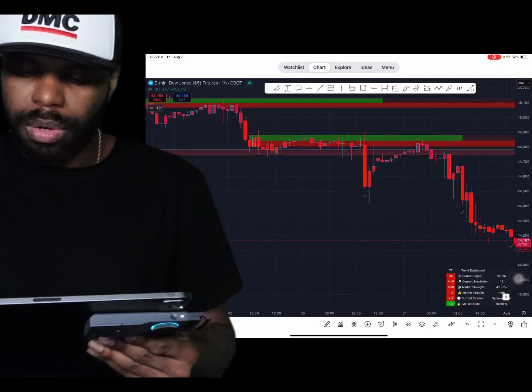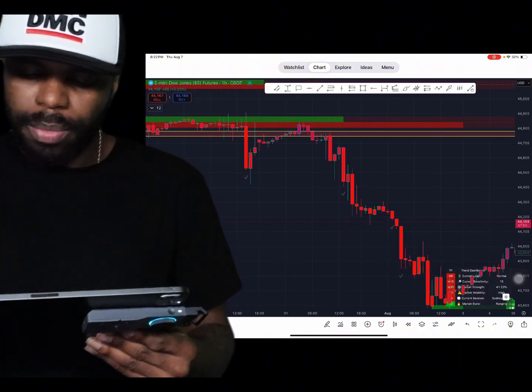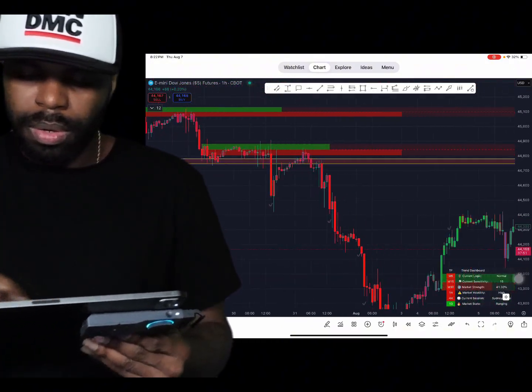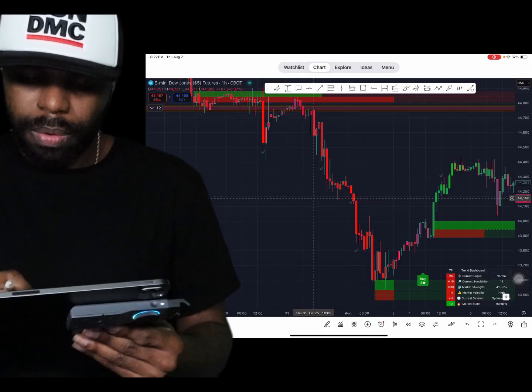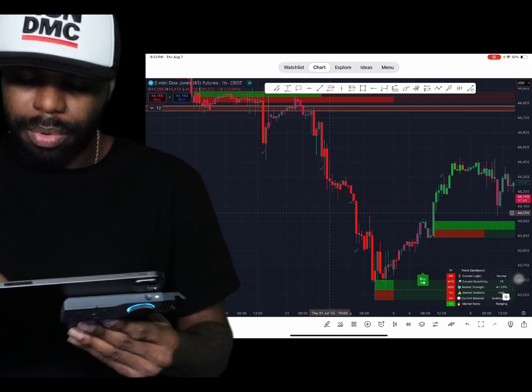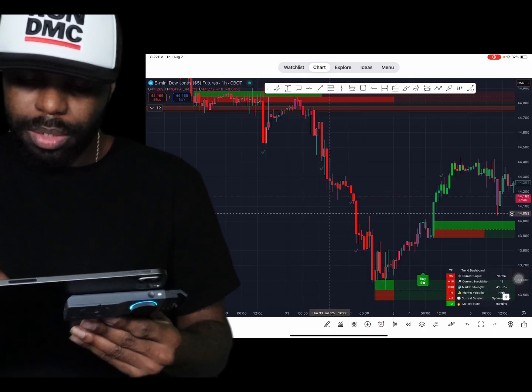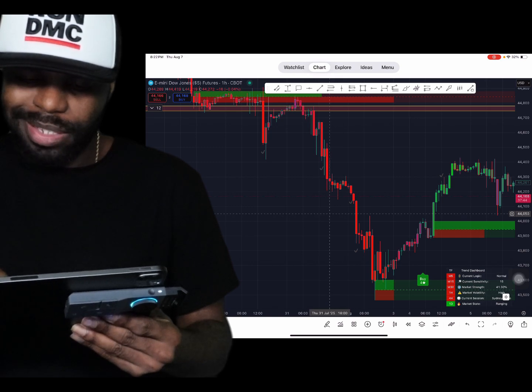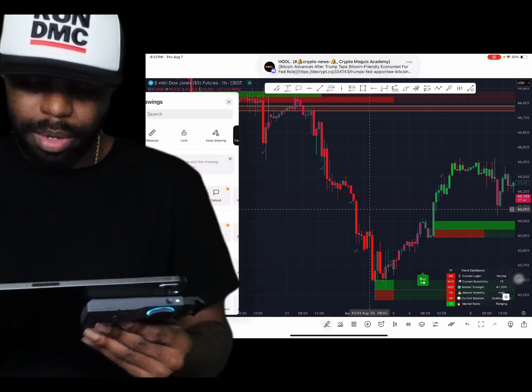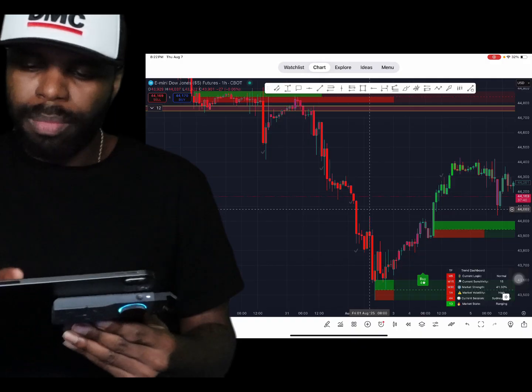So what I'm going to do now is look for the lowest point. That was the highest point. Now the lowest point is going to be right here at that 5 o'clock candle. So I'm going to go ahead and get my bot.